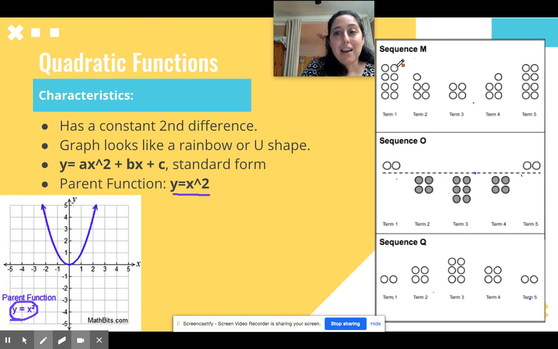If you notice, you have the same kind of pattern. You start with a lot of circles, it decreases, and then it goes back up. Or you have not so many circles, like sequence Q, then it increases and it goes back down. All right. So those are a few of the characteristics. I'm going to tell you something called a second difference. Think of what we did for linear, of what's added or subtracted, but we're going to do that twice.